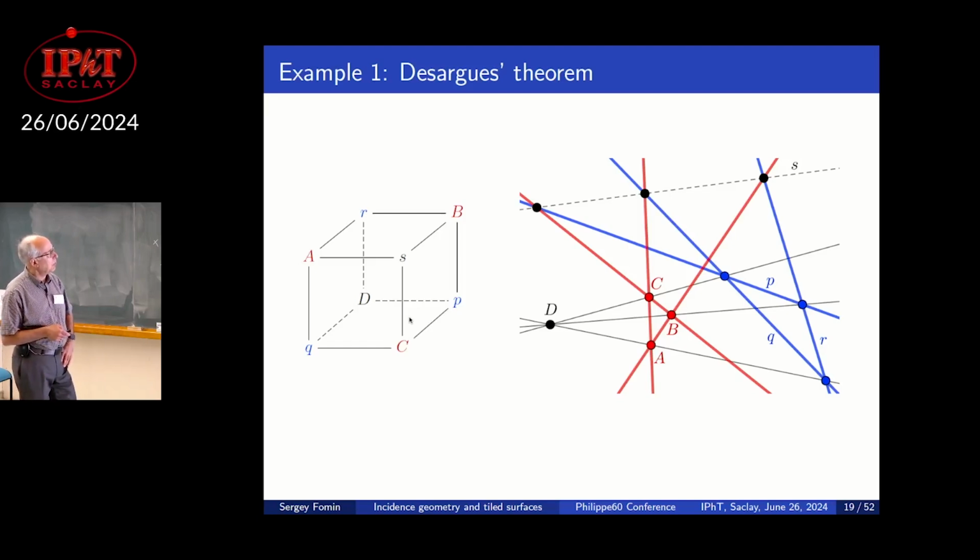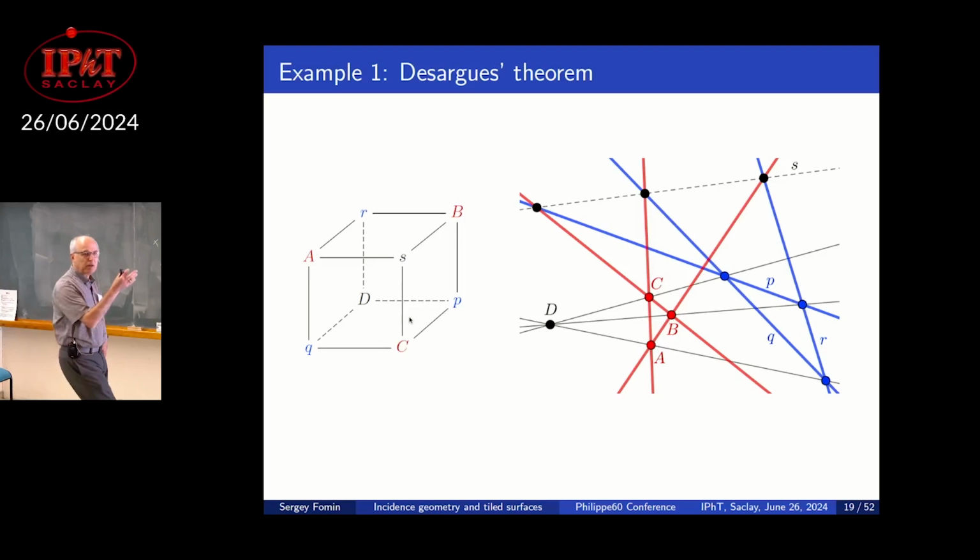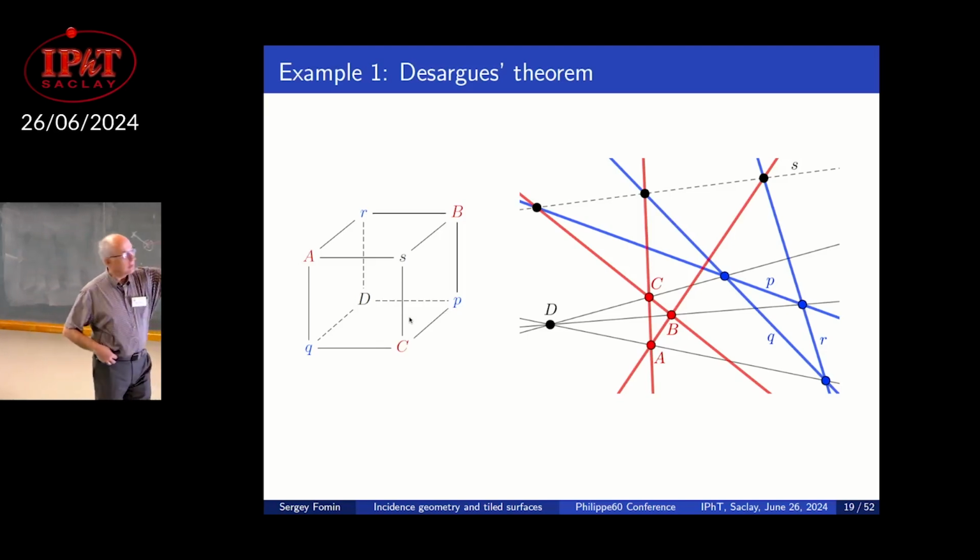Where is the intersection of S and Q? S and Q intersect here. Line AC goes through that point. Or the left one, AD, RQ. R and Q intersect here at this point, and AD goes through that point. Okay? So you just check all these conditions are indeed satisfied there.